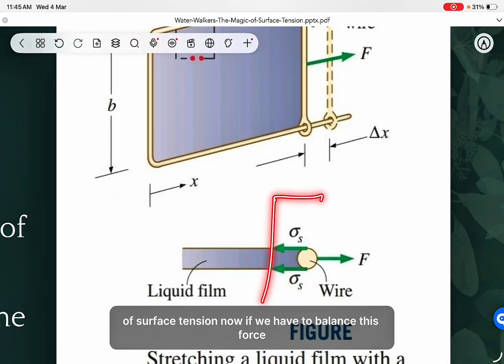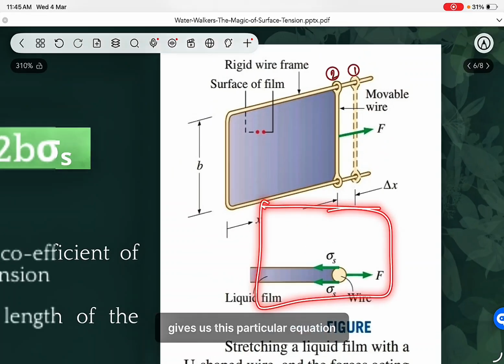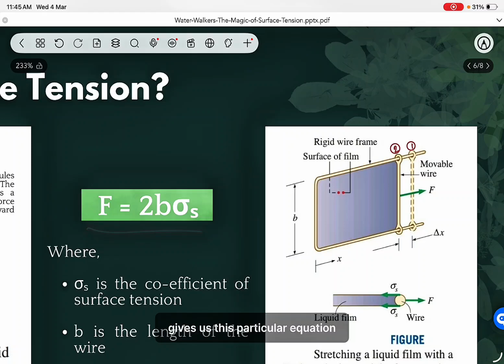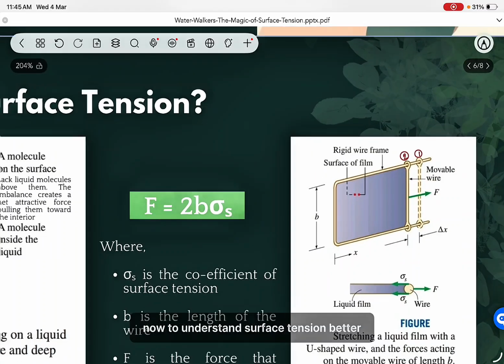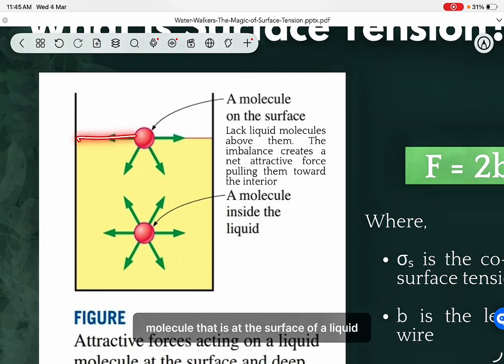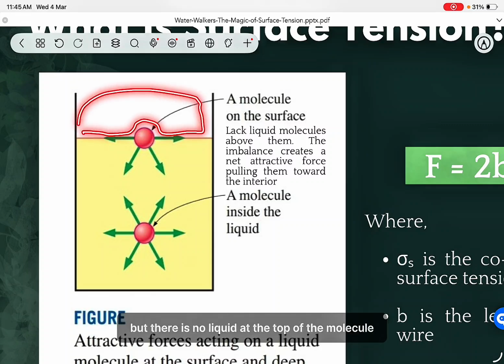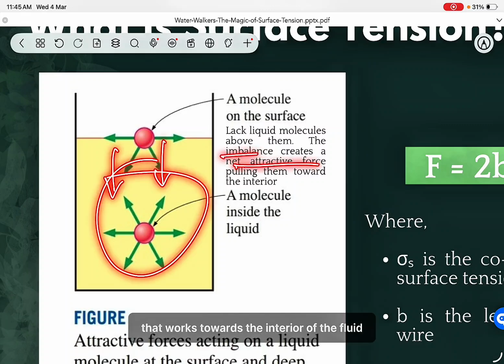Now, if we have to balance this force, we have to apply an equal and opposite amount of force, that is F. And this whole system basically gives us this particular equation, where B is basically the length of the movable wire. Now, to understand surface tension better, let us look at this picture where there is a molecule at the surface of a liquid, but there is no liquid at the top of the molecule. This creates an imbalance and a net attractive force that works toward the interior of the fluid.